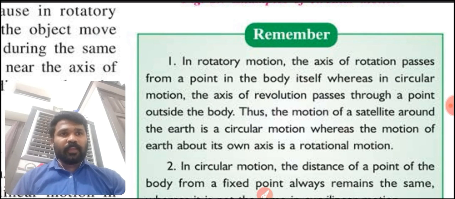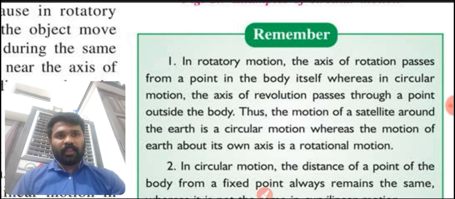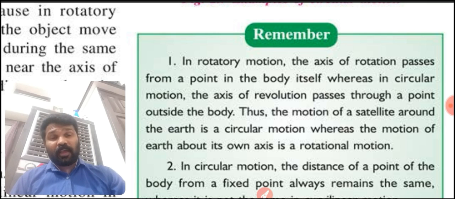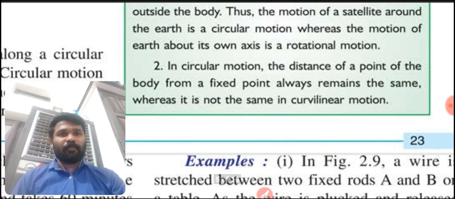In rotatory motion, the axis of rotation passes through a point in the body itself, whereas in circular motion, the axis of revolution passes through a point outside the body. Thus, the motion of a satellite around the earth is a circular motion, whereas the motion of the earth around its own axis is called rotational motion. In a circular motion, the distance of a point of the body from a fixed point always remains the same, whereas it is not the same in curvilinear motion.